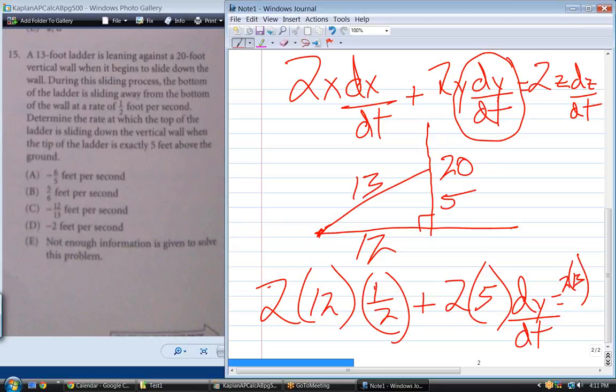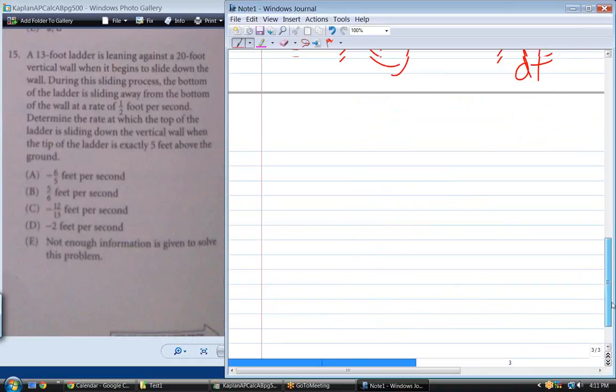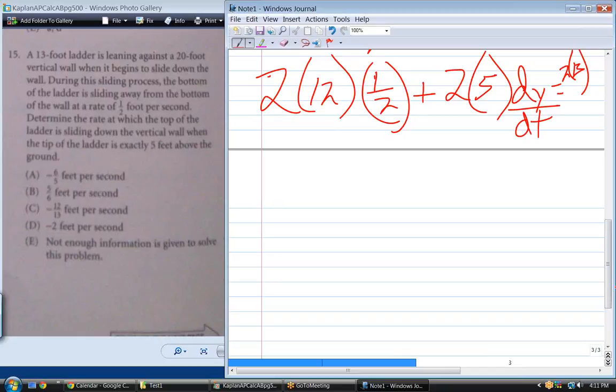Can we figure out what dz dt is? I mean, isn't it constant, since the ladder will always stay constant? So what's the change in z? There is no change. 0. In other words, dz dt is 0, because it's a constant. It's not changing at all. Something not changing has a derivative that's 0.